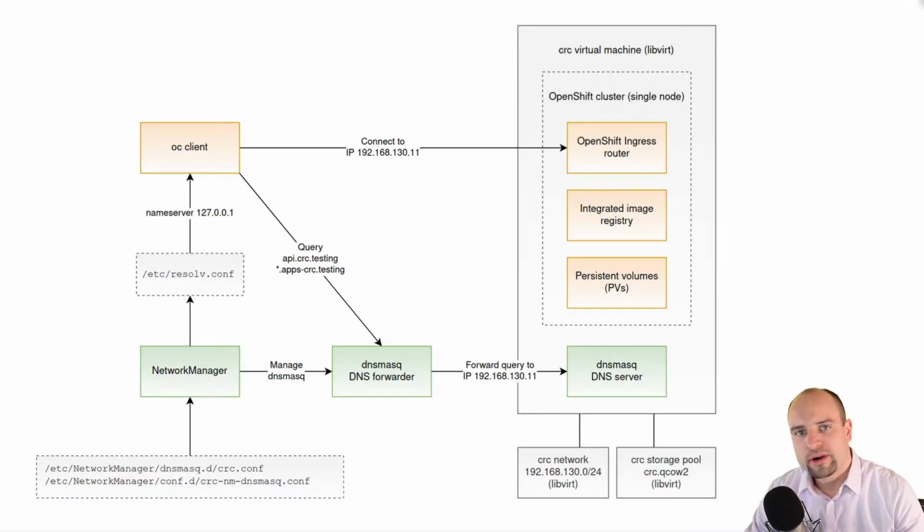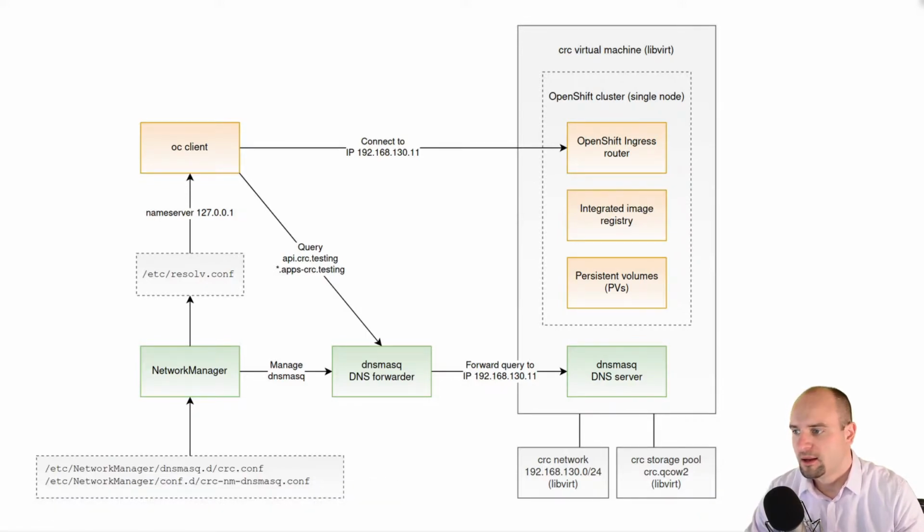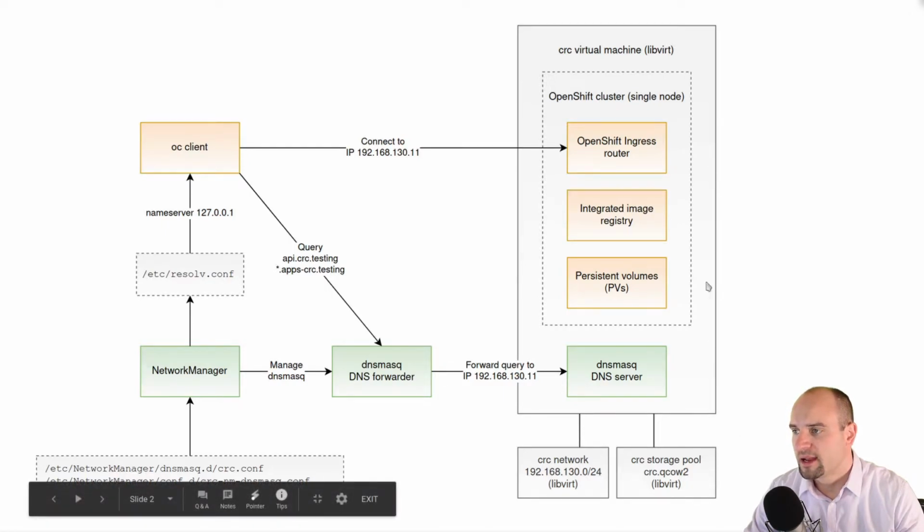However, CodeReady Containers will create a libvirt network for you. Then it will also create a storage pool where it will store the image for the virtual machine to be created. And after that, CodeReady Containers is going to create a virtual machine in libvirt and launch it.